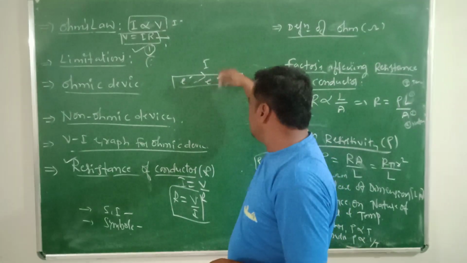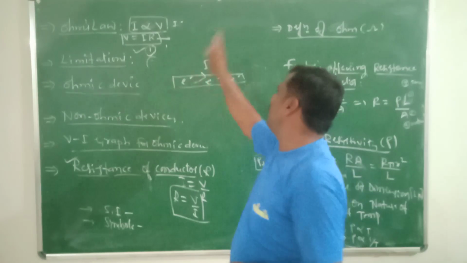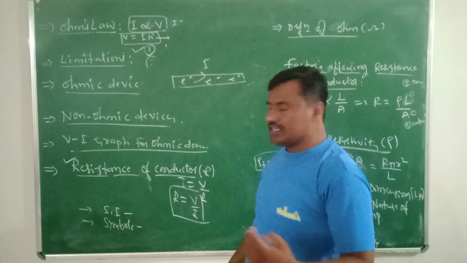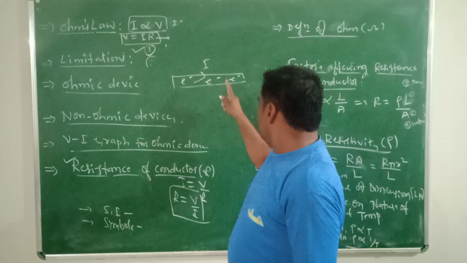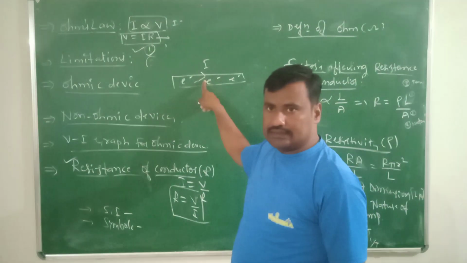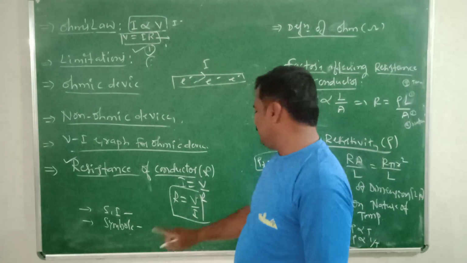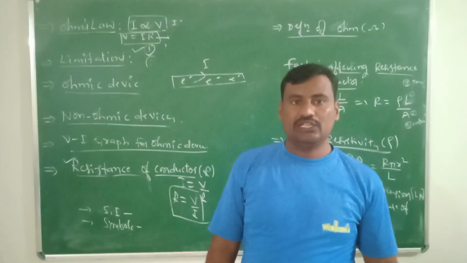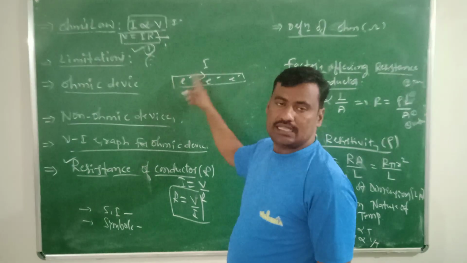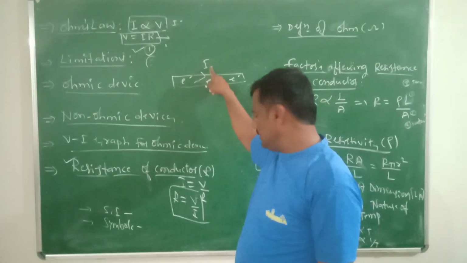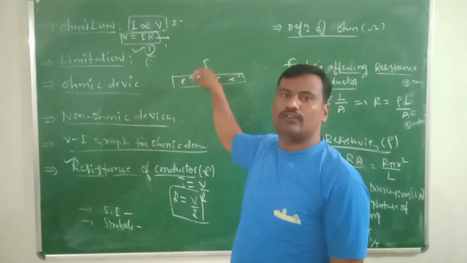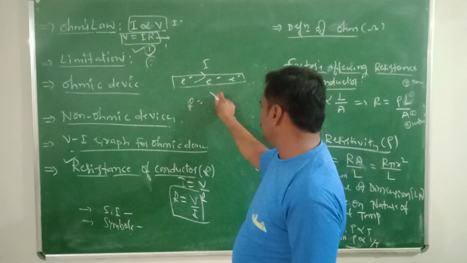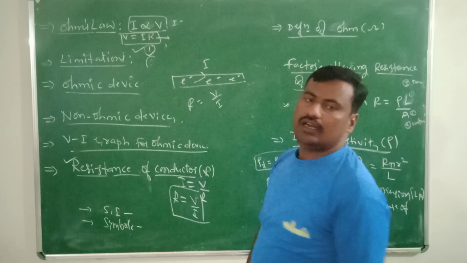Opposition offered by a conductor to the flow of current is called the resistance of the conductor. R equal to V by I. Resistance of a conductor is defined as the ratio of potential difference applied across the conductor per unit current flowing in the conductor. That gives resistance, R equal to the ratio of V divided by I.